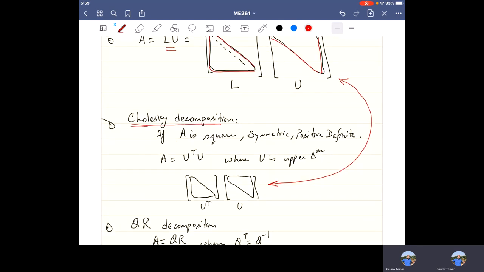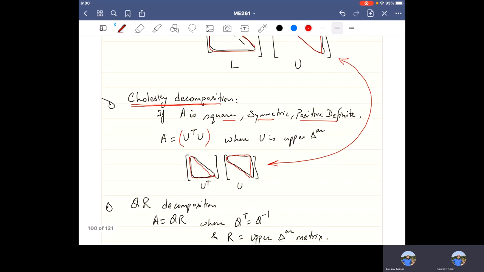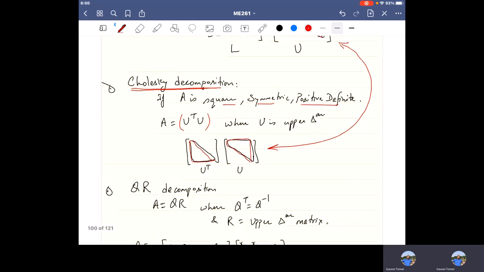For symmetric matrices, you have something called Cholesky decomposition, which is for square, symmetric, and positive definite matrices. In that case, the LU type of decomposition reduces to the lower triangular being the transpose of the upper triangular matrix U. Now from here, once you get this, you can solve a system easily.